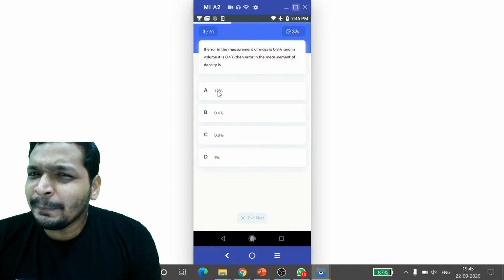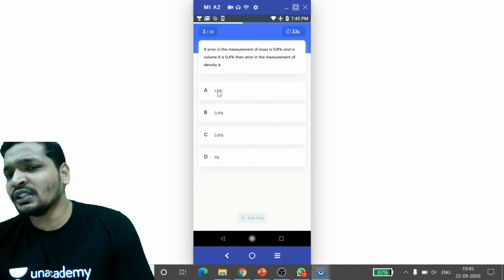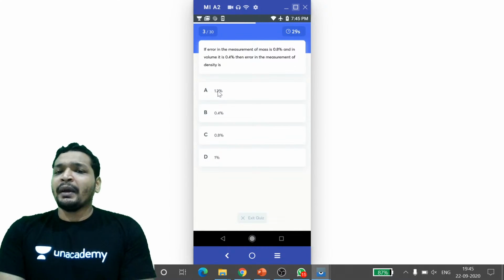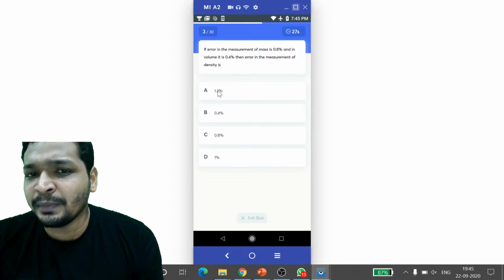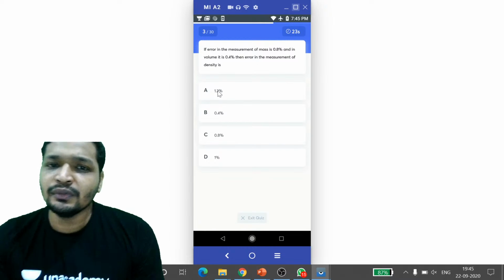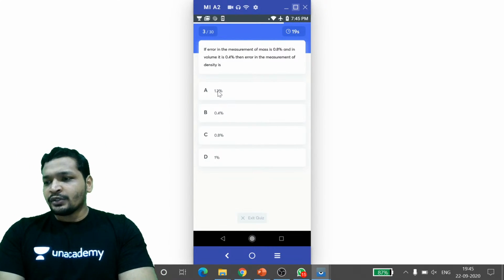This is pretty simple, guys. How do you do this? Volume is given to you. Density is equal to mass by volume, so delta rho by rho is equal to delta m by m, which is the mass percentage error, plus delta V by V, the volume percentage error. That's all you need to do, right? I hope you understood how to do this.